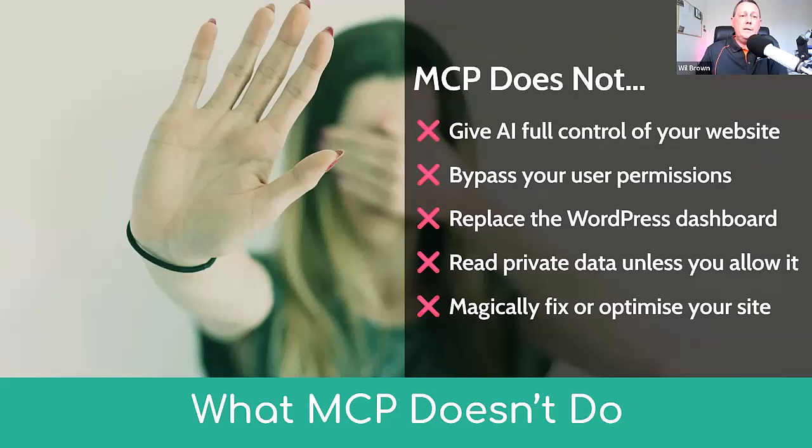MCP does not magically fix or optimize your website. AI still needs abilities to do things. It doesn't just go off and do the things. If you don't expose the ability, like check broken links, then AI simply will not be able to do it, not through this MCP process anyway.